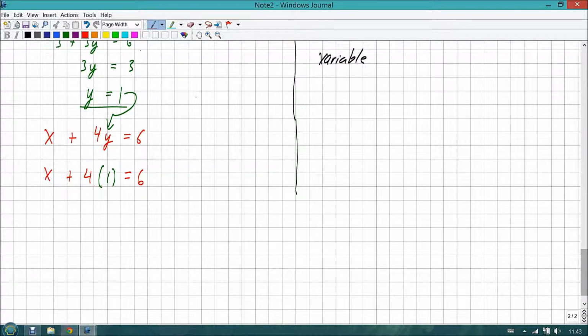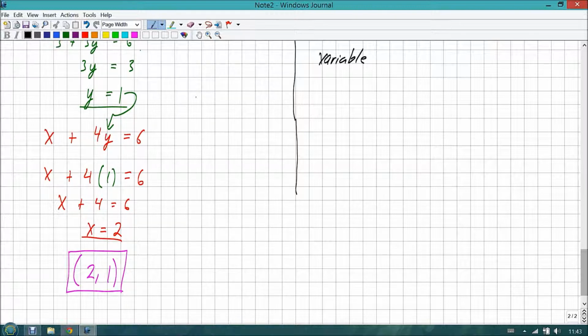Okay, so we have x plus 4 times 1 is equal to 6. We have x plus 4 is equal to 6. We have x is equal to 2. I now have my x value and my y value, so I put them together and I get the coordinate point of (2, 1). So the solution to this set of equations is at (2, 1).